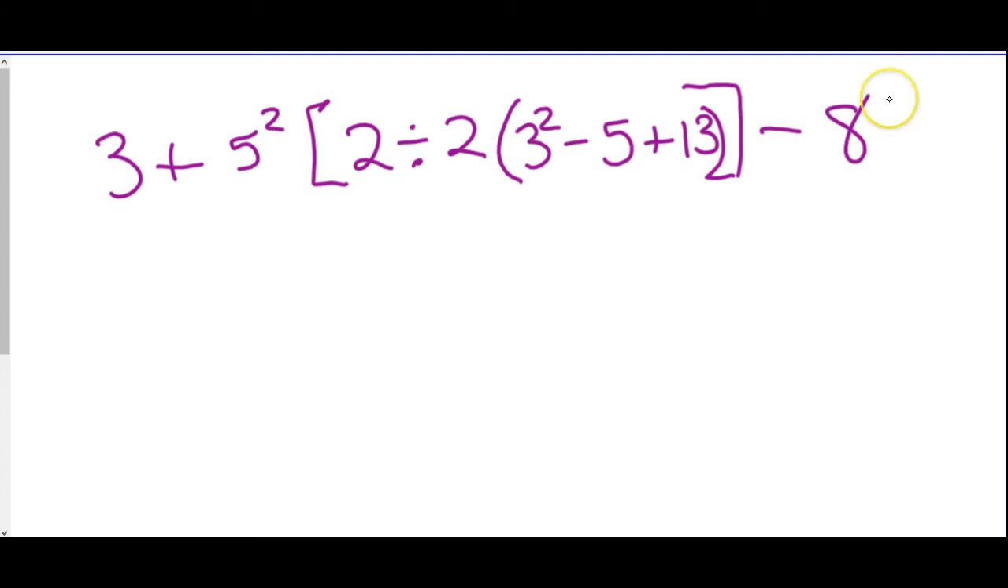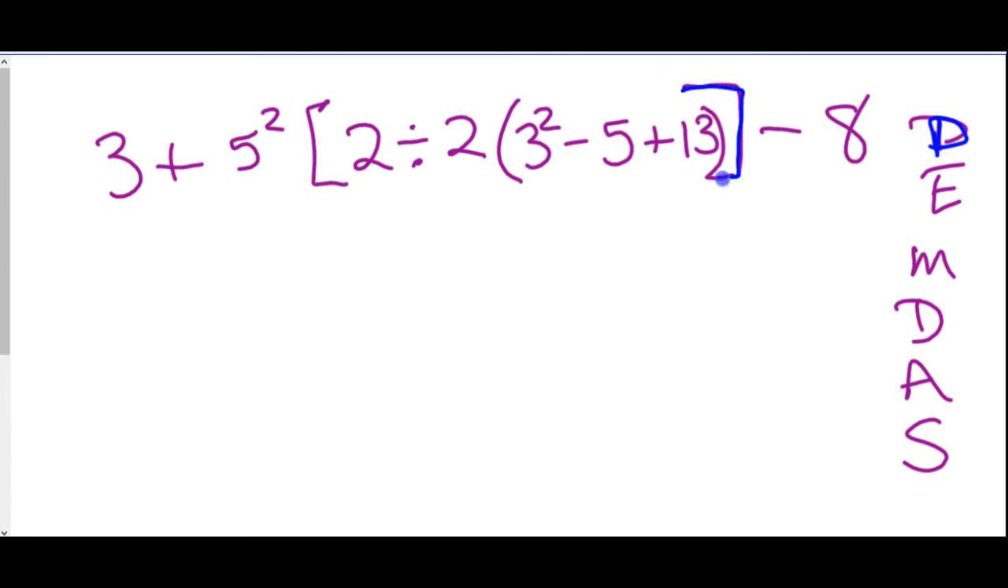So again, we have to follow our order of operations. First, we would start with parentheses. So we're going to look for any parentheses. These brackets here are considered parentheses. Looking inside, we start over again and say, okay, look for parentheses inside the parentheses. And this time we do have a second set of parentheses. Now we look at those parentheses.